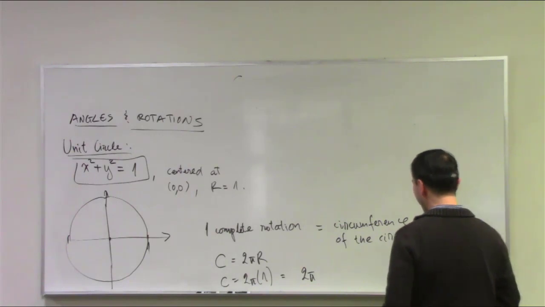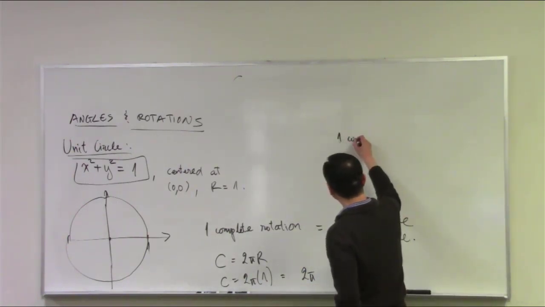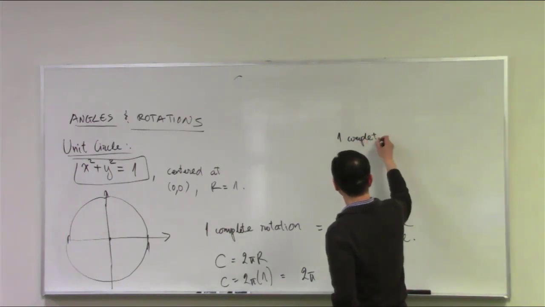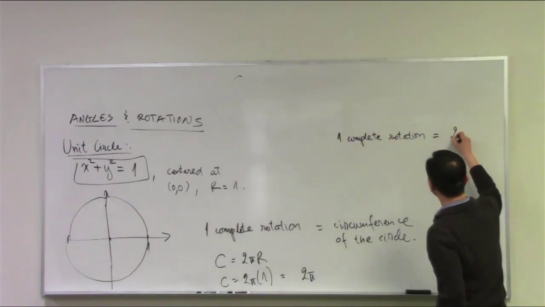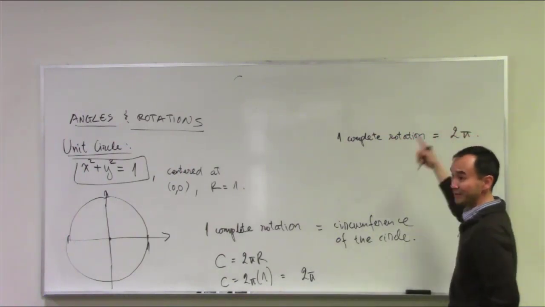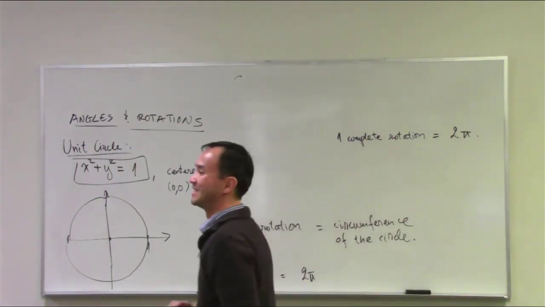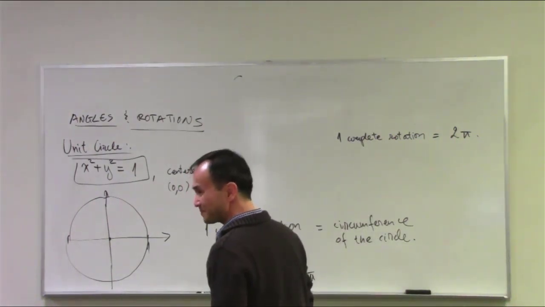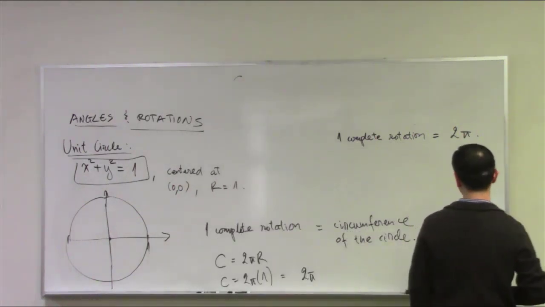So now we make another ultimate conclusion. One complete rotation, we can also understand that as a 2 pi rotation, as a 2 pi opening up. See what I'm saying now? On the unit circle. Does that make sense? So one complete rotation is a 2 pi.